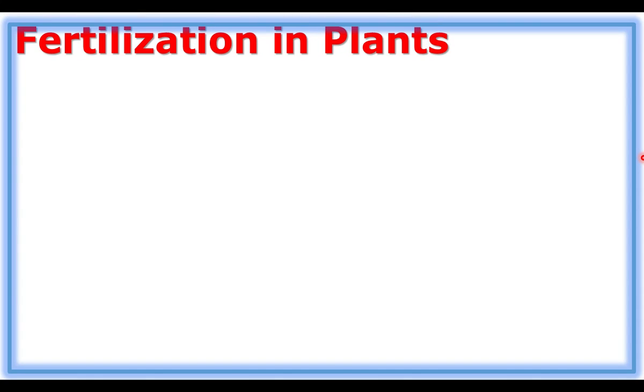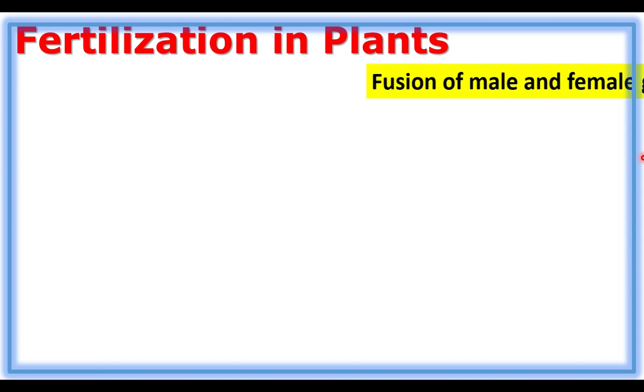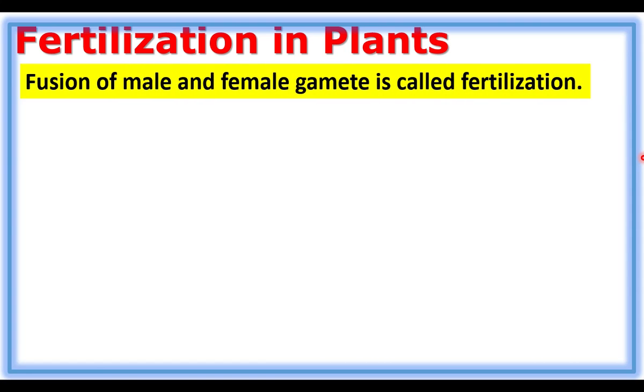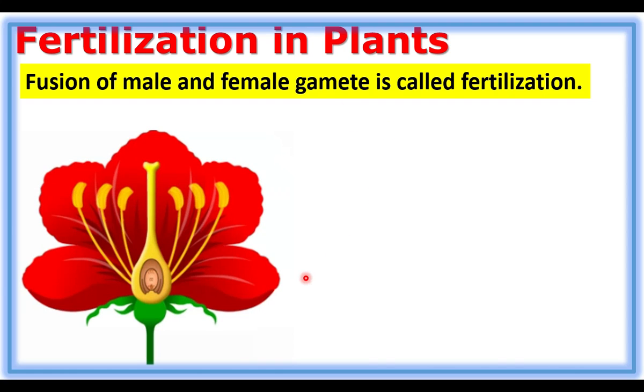Fertilization in plants takes place after the pollination. Fusion of male and female gamete is called fertilization. In plants, male and female gametes are produced by the flower.